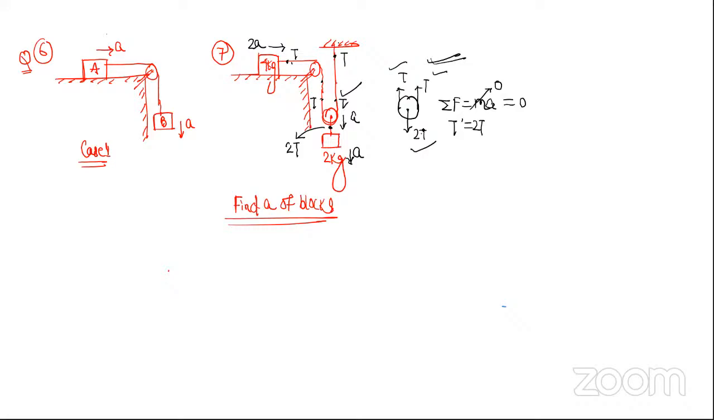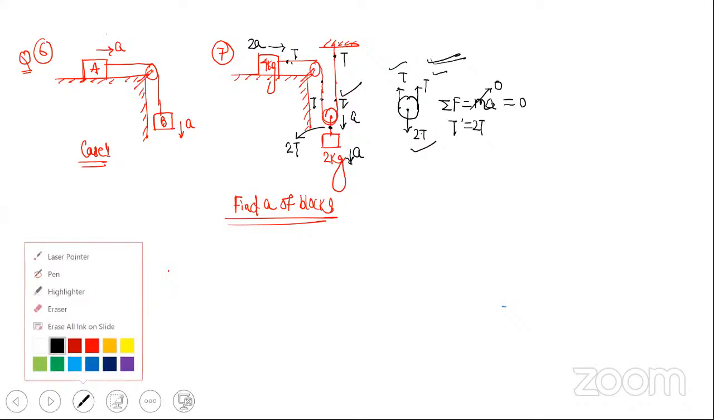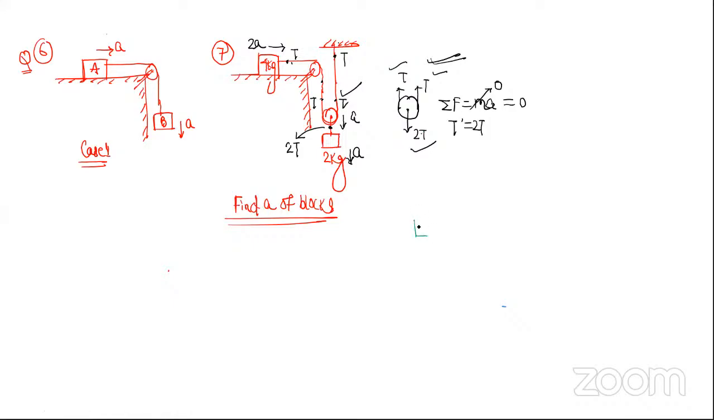Now apply 5 steps. Write the equation for the 4 kg and 2 kg blocks. Solve it. Tell me the acceleration of the blocks. Let me solve. So this is a 2 kg block. Achha, system, then free body diagram. This side is 20 Newton gravitational force. This side is 2T. And this is going down with acceleration A.